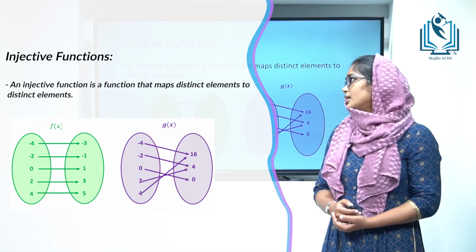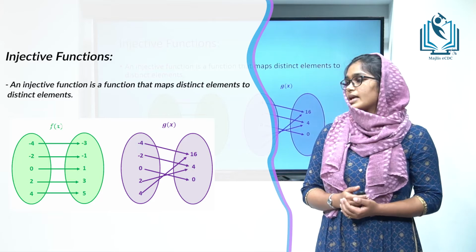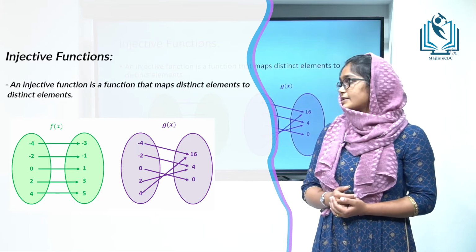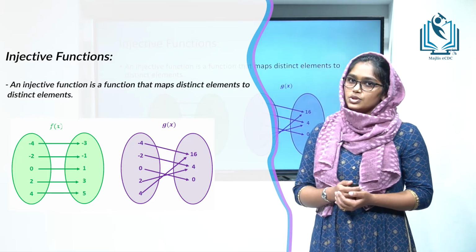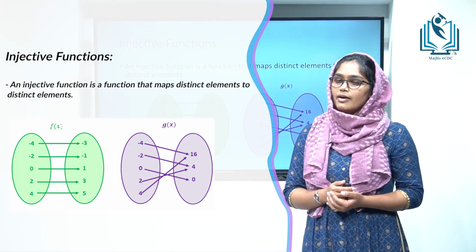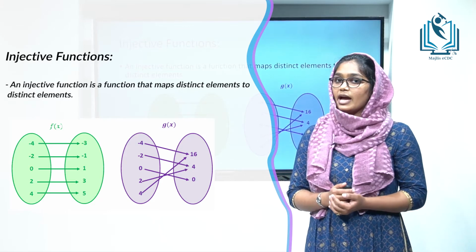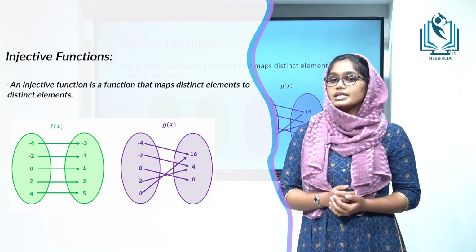Consider the example. Here we already discussed the first example in the previous case. Here f of x maps -4 to -3, -2 to -1, 0 to 1, 2 to 3, 4 to 5. Here every distinct element maps to a distinct element. So here f of x is an injective function.